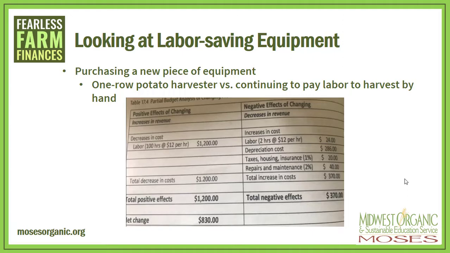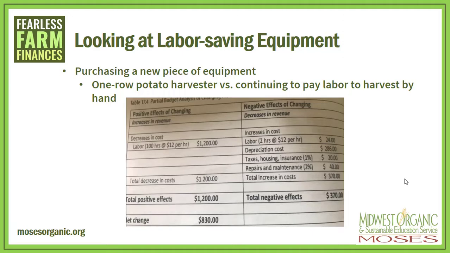In addition to depreciation costs, you're also going to have additional fixed and variable costs associated with your potato harvester. So the fixed costs, those that don't vary by usage, would include the taxes, storage, and insurance. It's estimated the fixed costs are 1% of the purchase price, or $20 per year. The variable costs, those that increase or decrease with usage, would be repairs and maintenance. So the variable costs are estimated at 2% of the purchase price, or $40 per year.